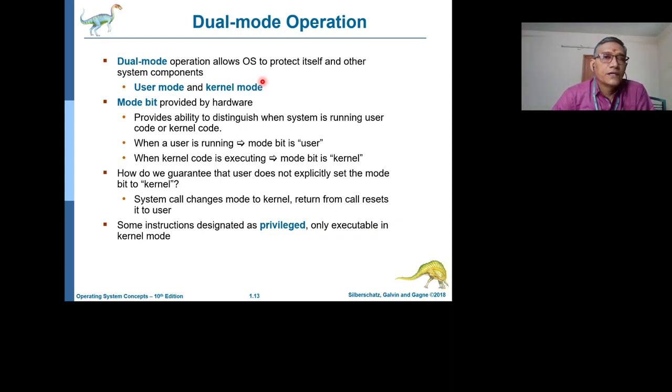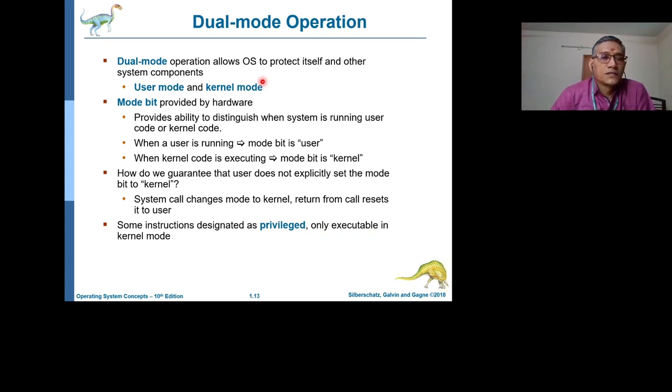How do we identify whether the operating system is in kernel mode or user mode? It is the mode bit. The mode bit provided by the hardware distinguishes whether the system is in user mode or kernel mode. It provides the ability to distinguish when the system is running user code or kernel code. When user code is running, the mode bit is 0, and when the kernel is running, the mode bit is 1. So if it is 0, it is in user mode; if it is 1, it is in kernel mode.